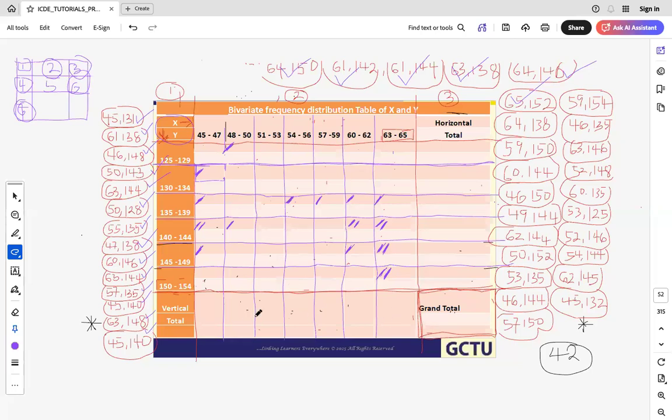And then look at this down here. We haven't come here. It is aligning with the vertical total. Later we'll do something here. That is area number 8. And then the grand total is area number 9.